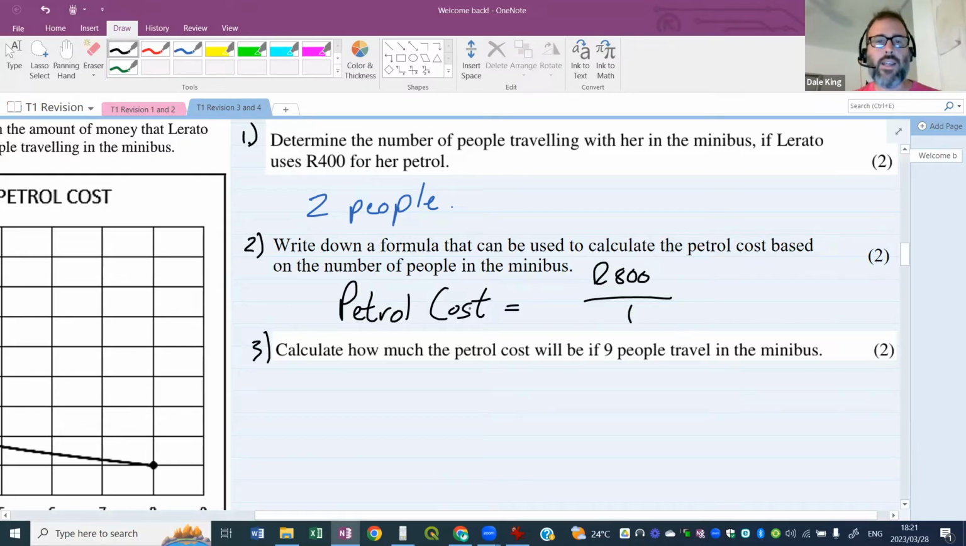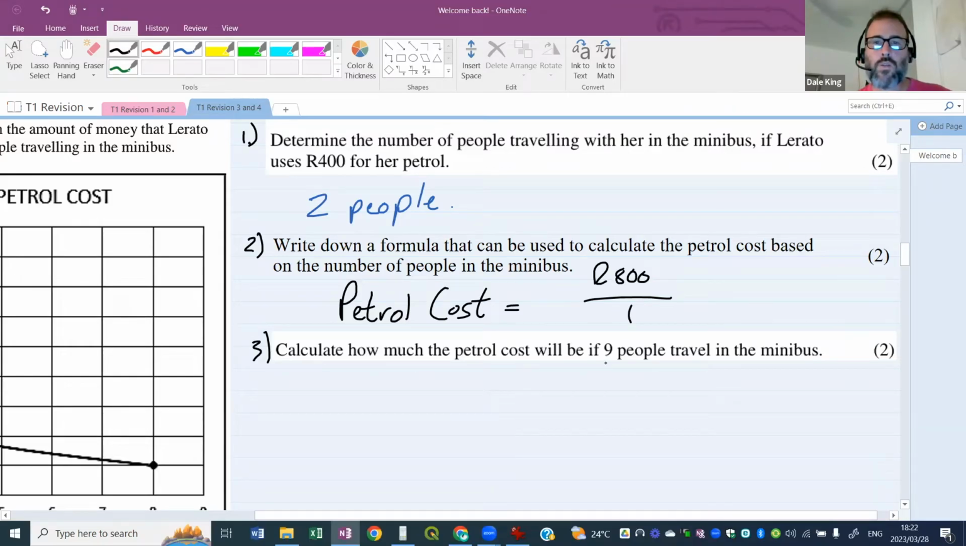All right. Now, often when they ask you to write down a formula, they usually then ask you how to use that formula. So here comes question 3, excuse me. Calculate how much the petrol cost will be if 9 people travel to the minibus taxi. Now, in the exam, if you got a question 2 and you're not sure how to write this formula, I'm sure when you get to question 3, you're going to try and look at the graph and try to work this out. So let's have a look at the graph to see if this can help us. We'll use the formula, but let's have a look at the graph.